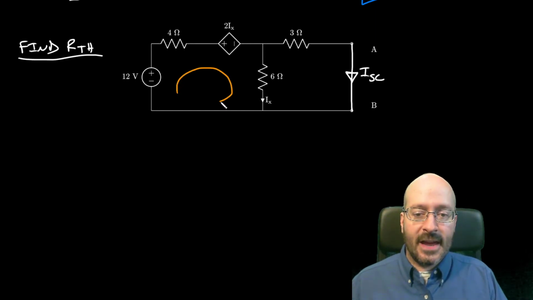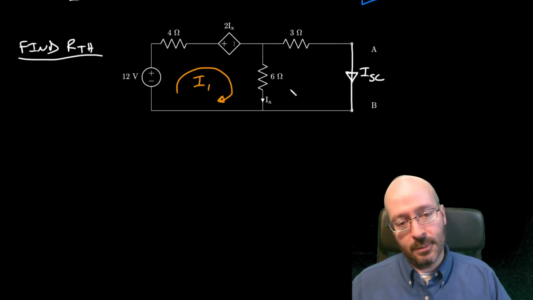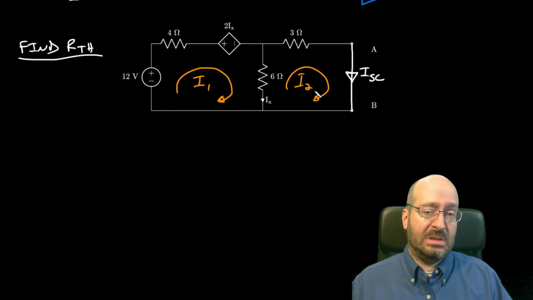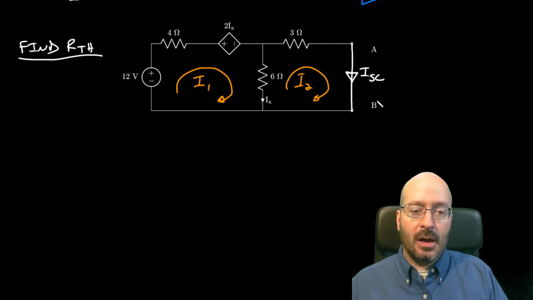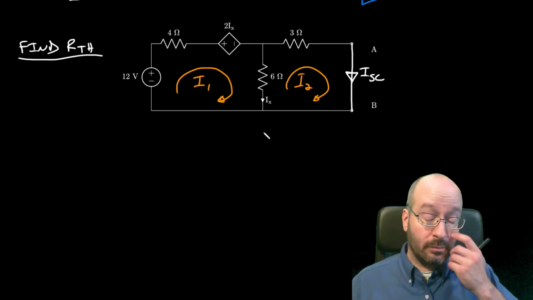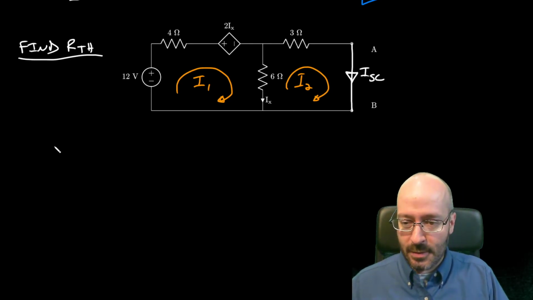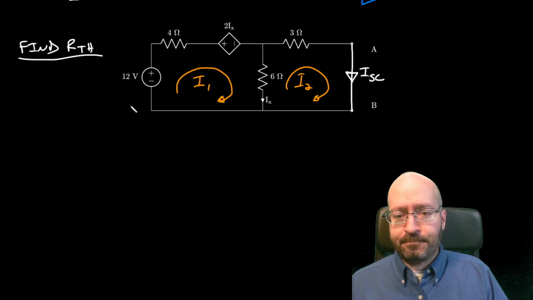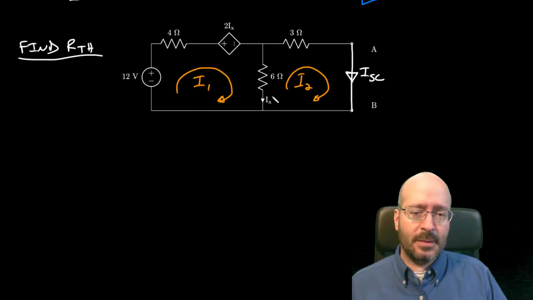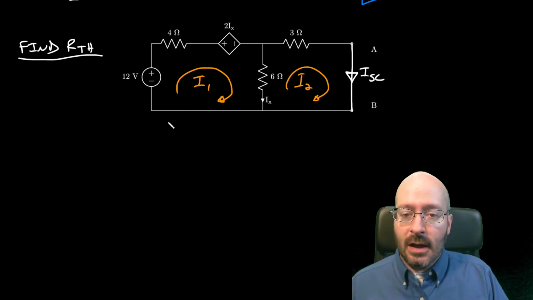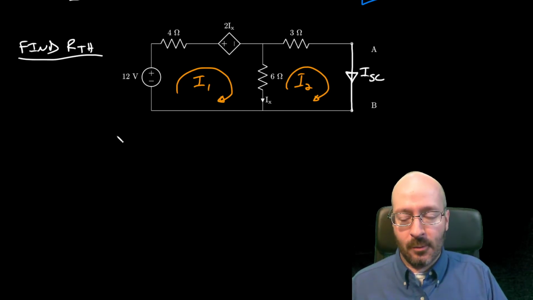Now I've got to find that any way I want, and the way I want is to use mesh. Maybe I should do nodal. You could do nodal. It would work just fine. But if I'm finding a current, using mesh is usually a little easier. I'm also just more comfortable with mesh. Okay, so let's see. It's going to be a 2x2 now, so it's a little more complicated. But we still have this dependent supply we've got to work with.